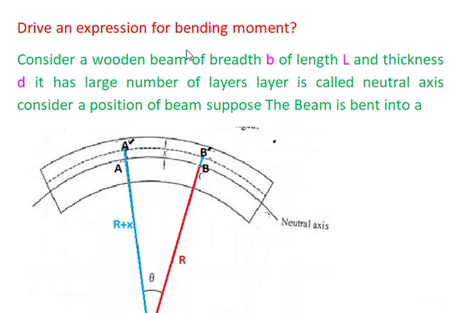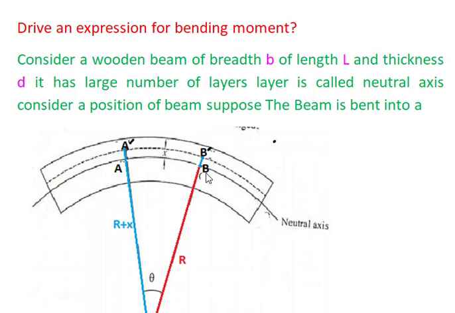In this connection, the question is: derive an expression for the bending moment of a beam. Now consider the wooden beam of breadth B, length L and thickness D. So it has three dimensions: length L, breadth B and thickness D. A part of the beam is taken like this.